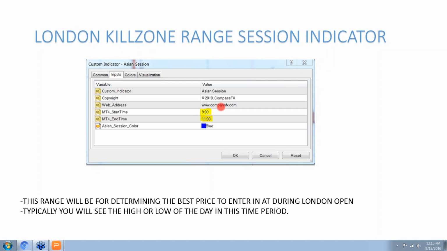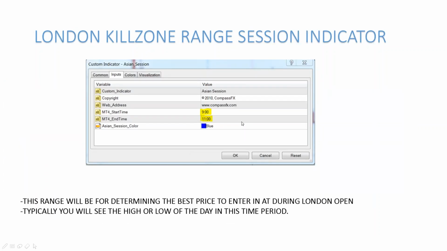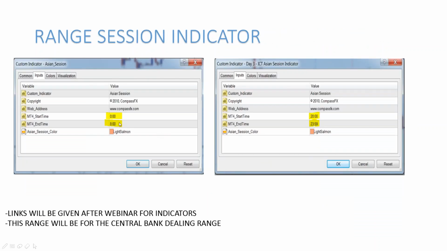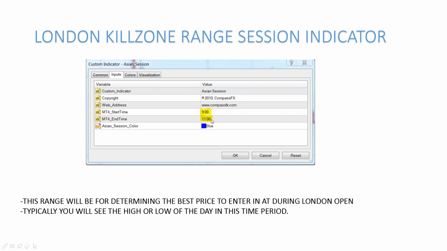So you're going to change the general settings once again. You change it from 0 GMT and 8 GMT as the default settings to 9 GMT and 11 GMT. Now, the reason why I'm using these numbers is that these are the time zones of the brokerage that I use.